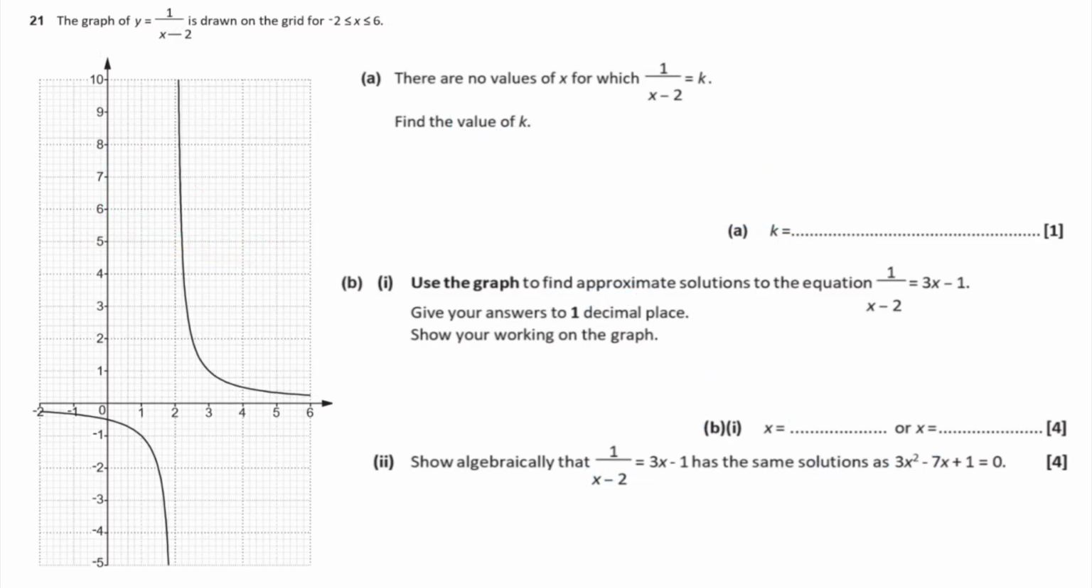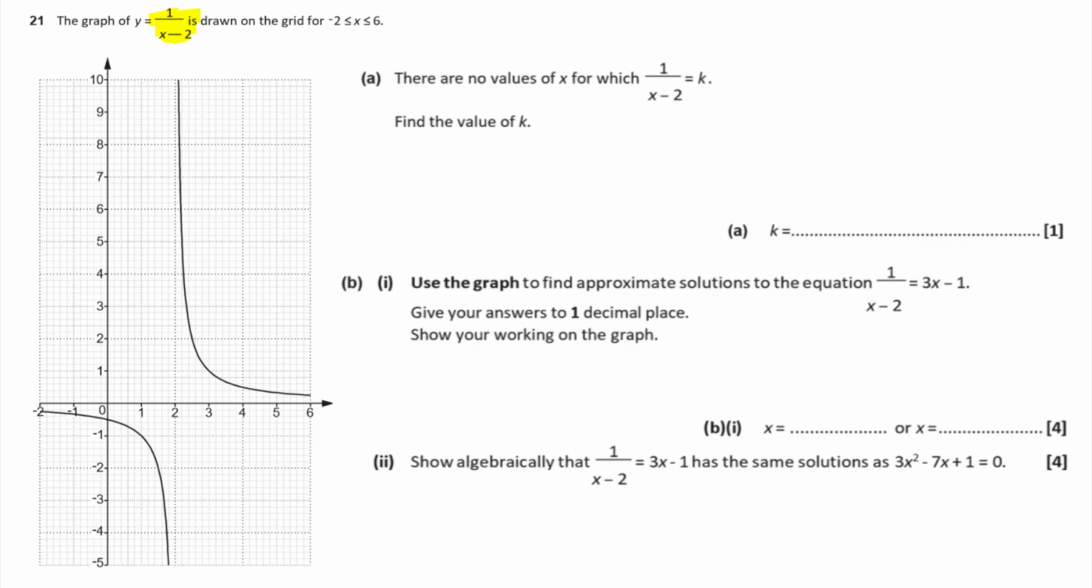Okay, question 21. The graph y equals 1 over x minus 2 is drawn on a grid from minus 2 less than or equal to x, which is less than or equal to 6. There are no values for x for which 1 over x minus 2 is equal to k. Find the value of k. Now this is a bit of a weirdly worded question. Now remember that 1 over x minus 2, that's this thing here. So basically that's what y is. So it's saying there are no values of x for which y is equal to k.